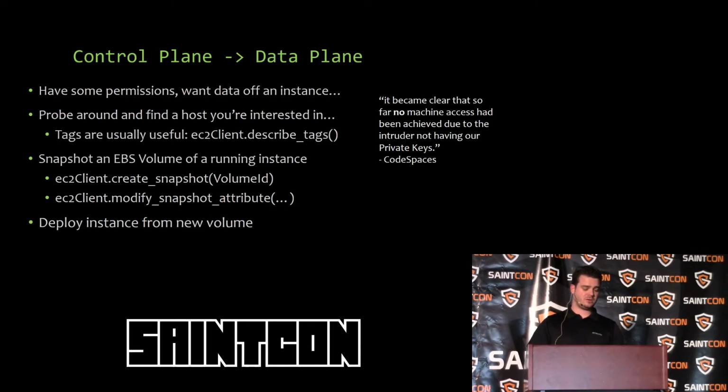One way that I found that you can get information off of these hosts is by taking a snapshot. You can take a snapshot of an EBS volume attached to an EC2 instance. You can do this while the instance is running, so there's no need to shut it down, snapshot it, pull it out. You can just take it without causing any kind of outages that might be noticed. And then you can share that snapshot to a different AWS account that you own.